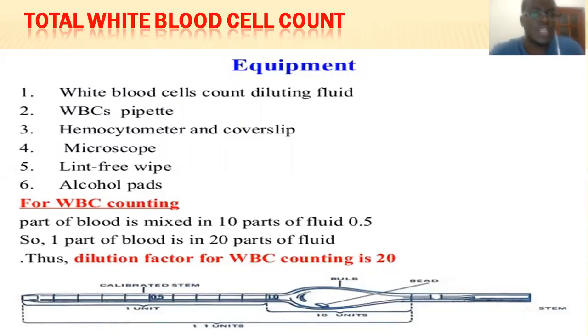You also need the hemocytometer and the cover slip. So you have a hemocytometer, a cover slip, a microscope of course, a lint-free wipe, and alcohol pads or alcohol-based swabs that you can use. And this is the white blood cell pipette that you're going to use. You can see the marks here, the 0.5 mark, the 1 mark, and the 11 mark. Inside here, you have a white bead.